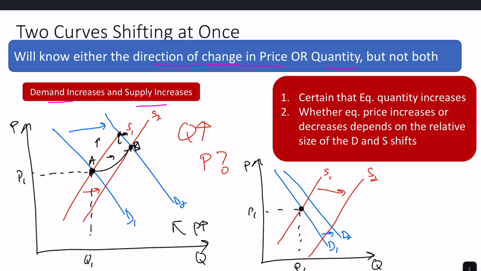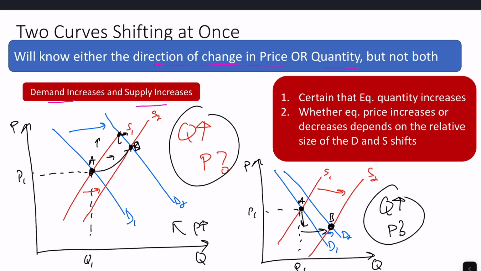And now we're going to compare our original equilibrium point A to our final equilibrium point B, and we can see that price went down and quantity went up. And so here we know for sure quantity goes up. Again, we don't know what happens in price. In the graph on the left, I drew it so that price actually went up from A to B. On the graph on the right, I drew it so price went down from A to B. But in both of them, we know that quantity went up.